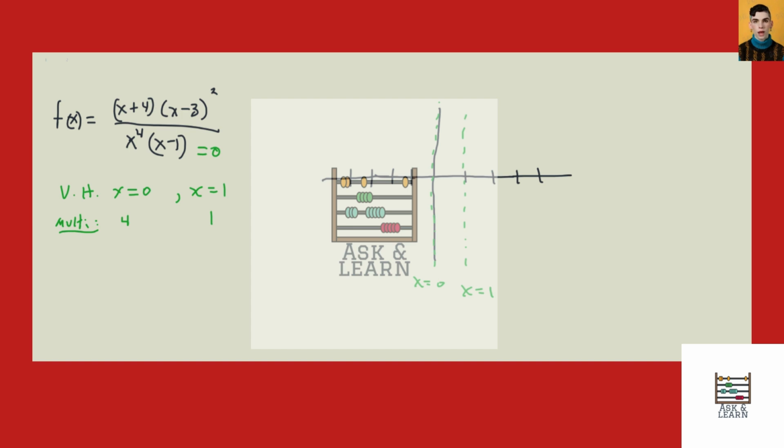Now let's go ahead and find our horizontal asymptote. In this case, remember what we do is we look for our largest power in the numerator and the denominator, which in this case is going to be x to the fifth. And I'm going to multiply the top and bottom by 1 over x to the fifth. And doing that will give us (x plus 4)(x minus 3) squared over x to the fourth, (x minus 1) over x to the fifth.